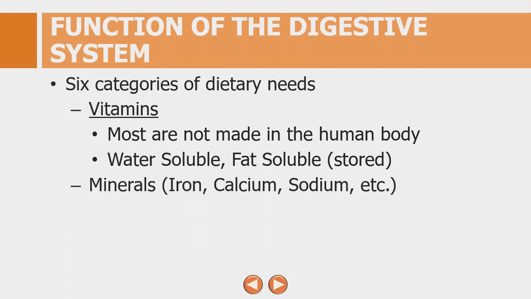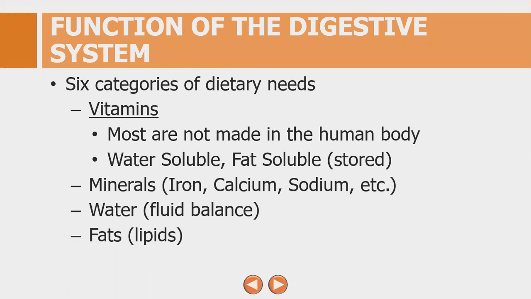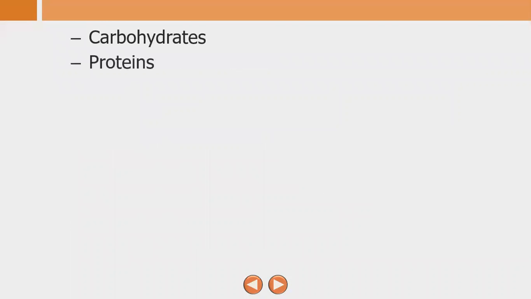Then we talked about vitamins and minerals. These are 6 categories of dietary needs: vitamins, minerals, water, fats, that's 4 of them. Each of these are important, so make sure you go back and study this. Again, watch the videos from Monday and Wednesday if you haven't done that. Carbohydrates and proteins are the other 2.